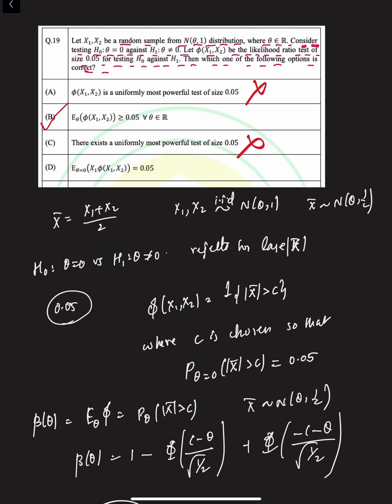And for option D, the expectation of x1 times phi(x1, x2) is 0 clearly by the symmetry involved, because if theta equals 0, the joint distribution is symmetric. So phi(x1, x2) equals phi(minus x1, minus x2). So it can't be equal to 0.05. So statement D is also false. Therefore option B is the correct answer.